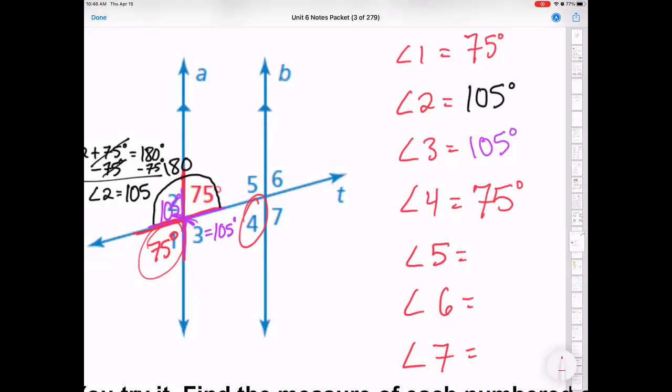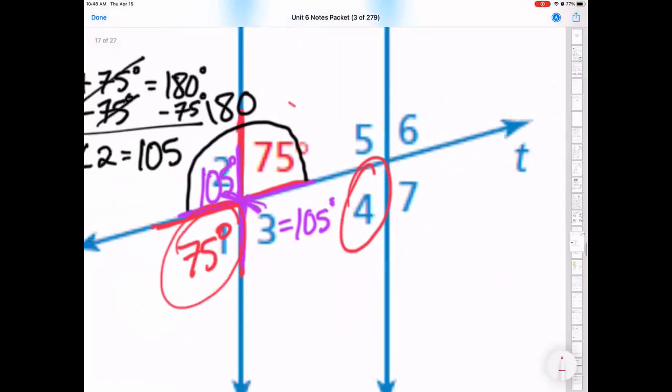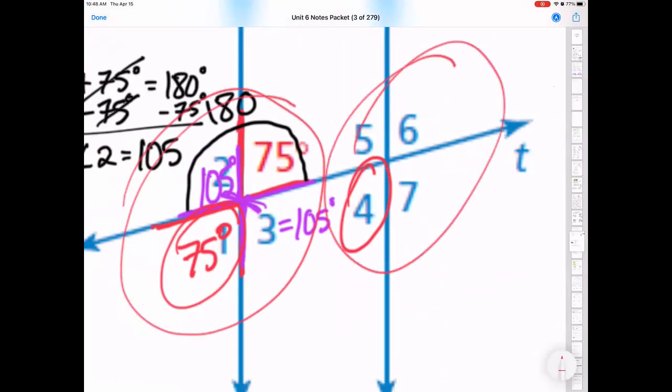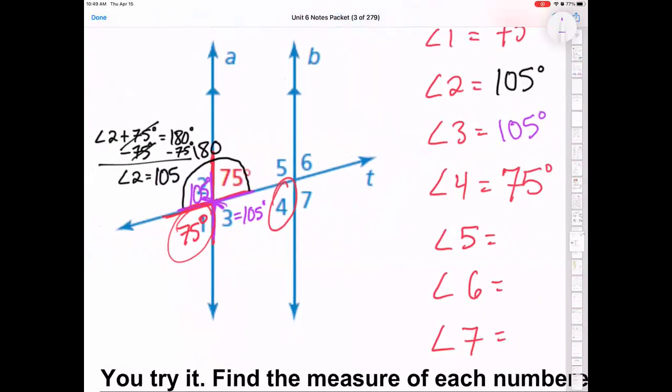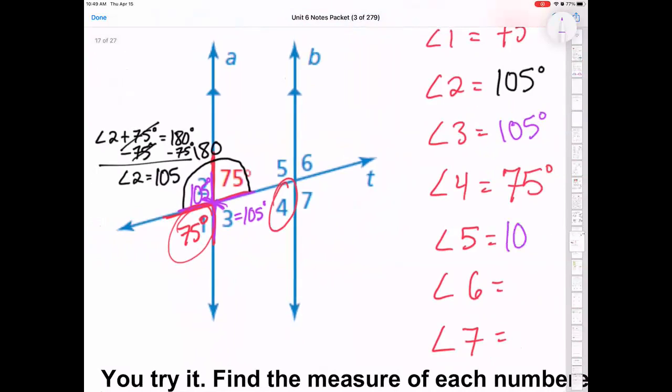What I want you guys to do now is, using corresponding angles, find 5, 6, and 7. So using this side right over here, find all the other angles using corresponding on that side. Go ahead, pause the video, try that out. So angle 5 would correspond with angle 2, which we saw was 105 degrees.